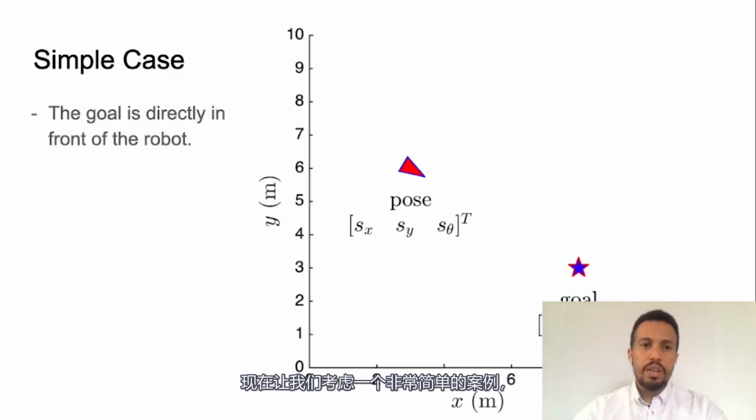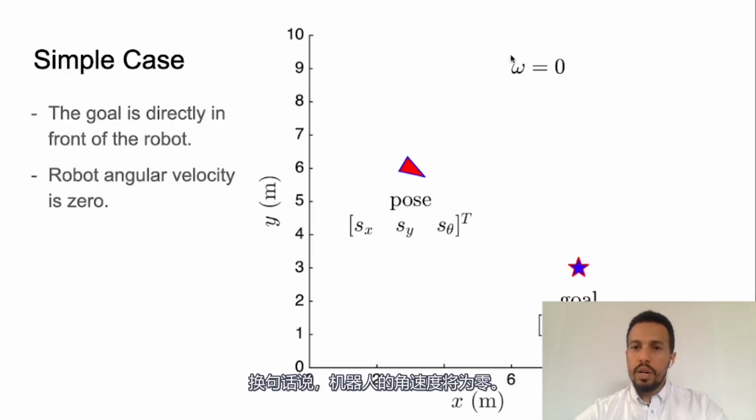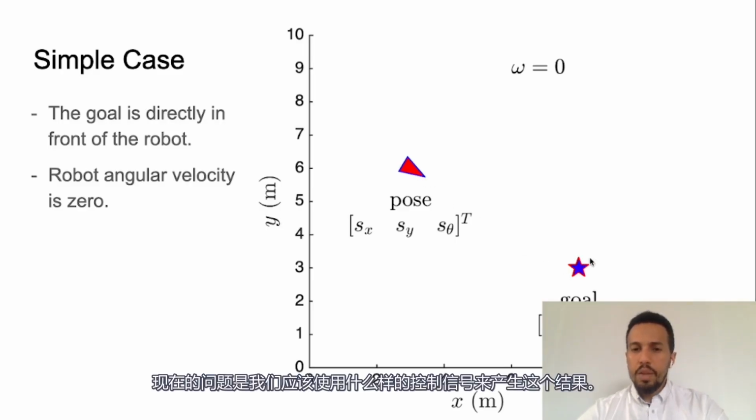Now let's consider a very simple case, where the robot is directly in front of the goal, so it does not have to do any kind of turn. In other words, our angular velocity is going to be 0, and the only thing that we have to control in this particular case is the linear velocity of the robot, because we only have to drive forward to reach the goal. Now the question is, what kind of control signals should we use to produce this result?